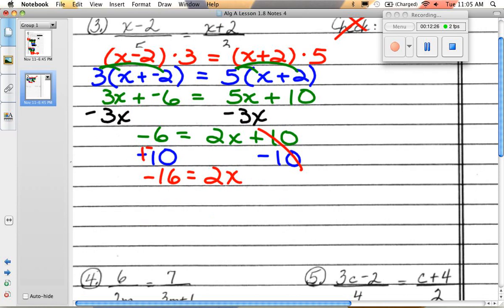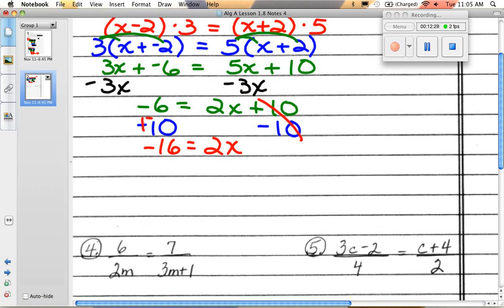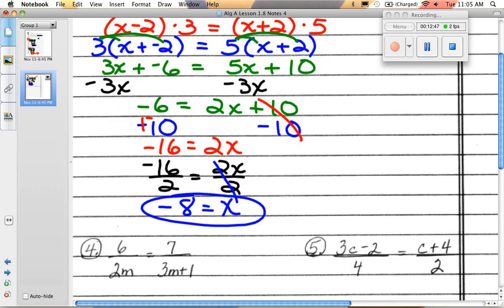And we have one final step left. What is it? Divide by 2. Divide both sides by 2. So negative 16 divided by 2? Negative 8. And the 2's cancel out over there, leaving x by itself. Okay.